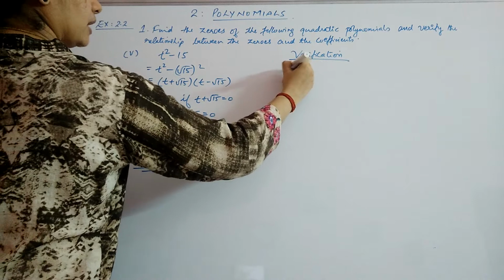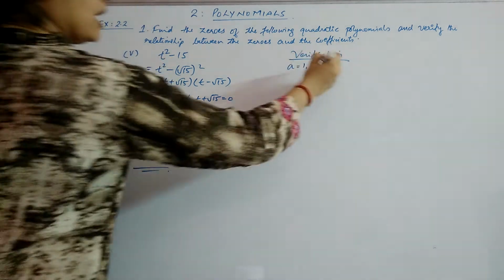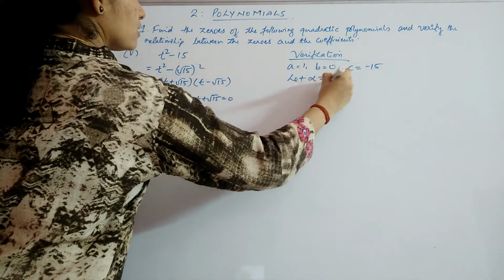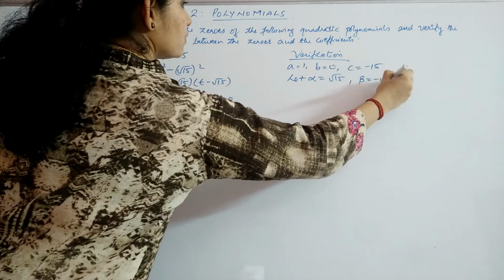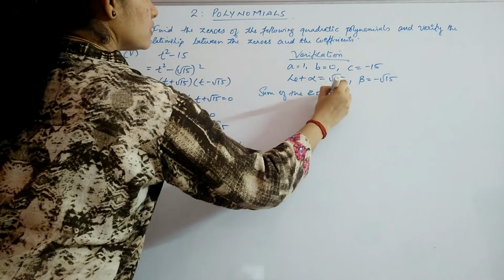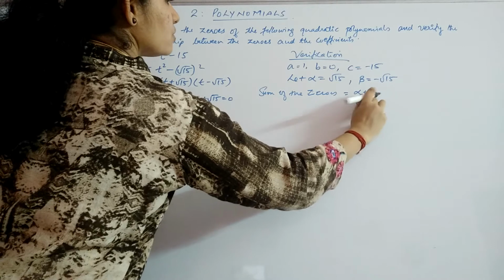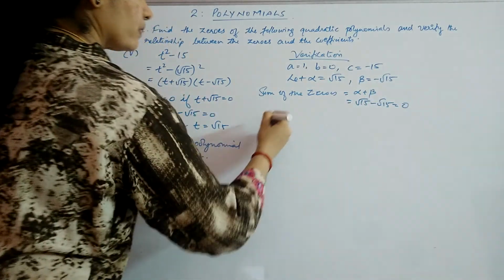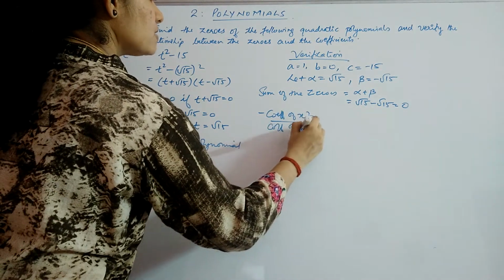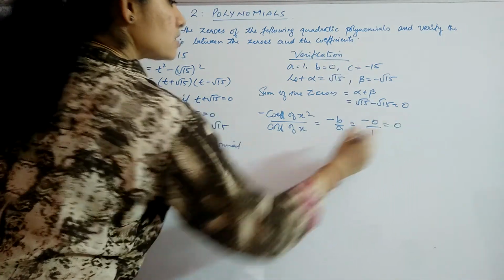Here you can just check what is your a. a is 1. b, you don't have any term for t, so it is 0. And c is your constant term, which is minus 15. Now we will take alpha as root 15 and beta as minus root 15. Now sum of the zeros is equal to alpha plus beta, which will give you root 15 plus minus root 15, which is 0. And negative coefficient of x divided by coefficient of x square will give you minus b by a, which is minus b is 0 here, 0 by 1, which is again 0.